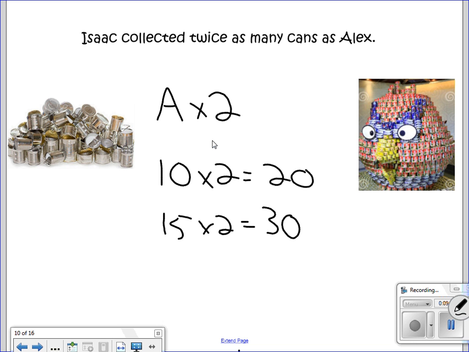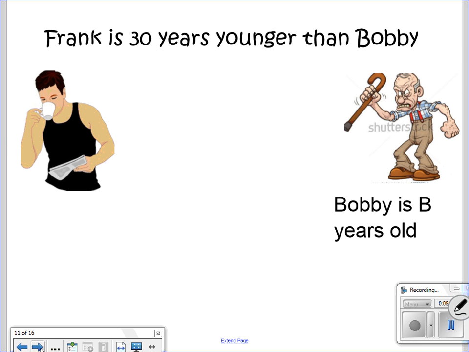And in class tomorrow, you're going to be able to notice in your assignment what variable we're looking for. And I'll be able to help you out with that. Frank is 30 years younger than Bobby. Okay. Bobby is B years old. You see how the variable is given for you? So we're doing something with the letter B.